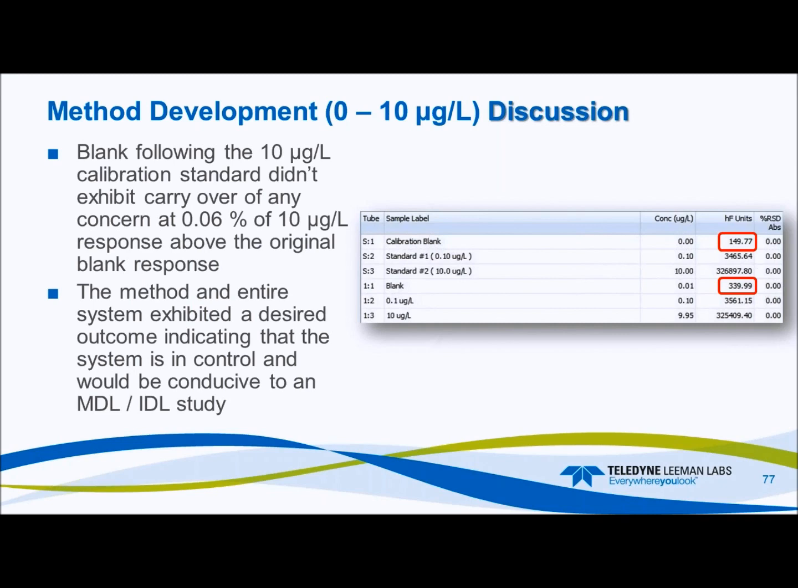A little bit of discussion. So this blank right here, if I run a little bit of math on it, subtract the 149 from the 339, that gives me 0.06% of the 10 ppb as carryover. So that's pretty insignificant, so I'm not going to worry about that too much. Again, we're calibrated up to 10 ppb. We're not in PPT mode, we're in PPB.